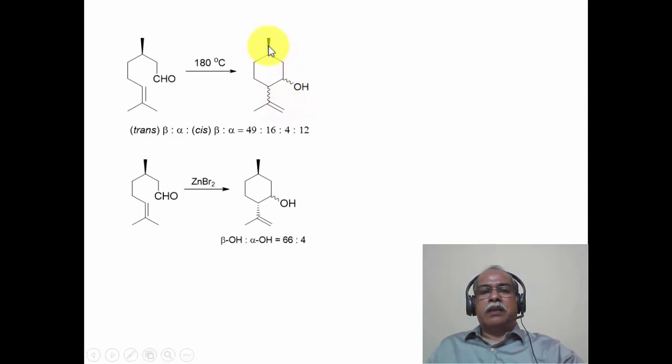In other words, the methyl group and the hydroxy group are cis with respect to each other, and the methyl group and the isopropenyl group are trans with respect to each other. This is the major product. When the reaction is catalyzed by zinc bromide, essentially predominantly only one product is formed. The trans isomer is formed. The cis isomer is absent in this particular reaction. In the trans isomer, the beta isomer is a major product formed in about 66% yield in this case.